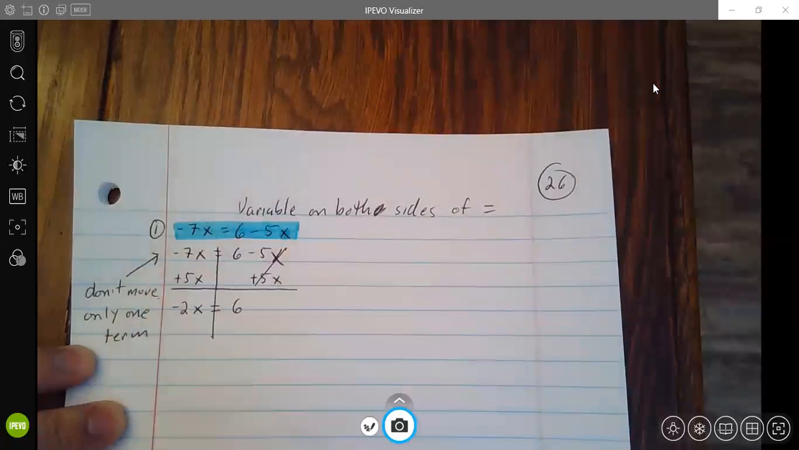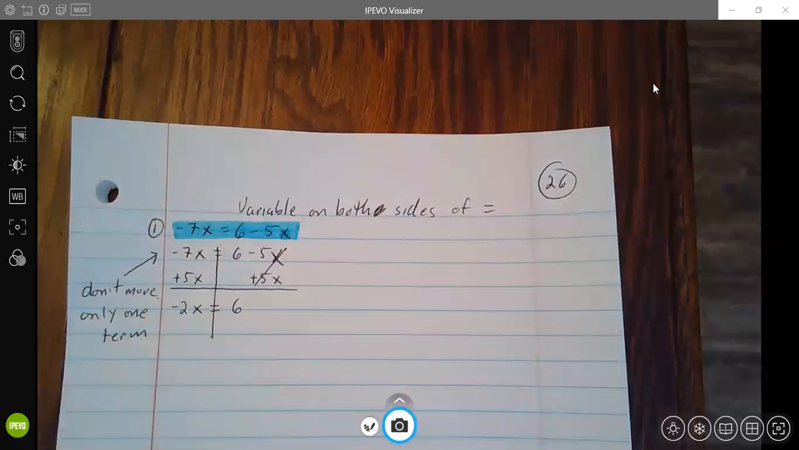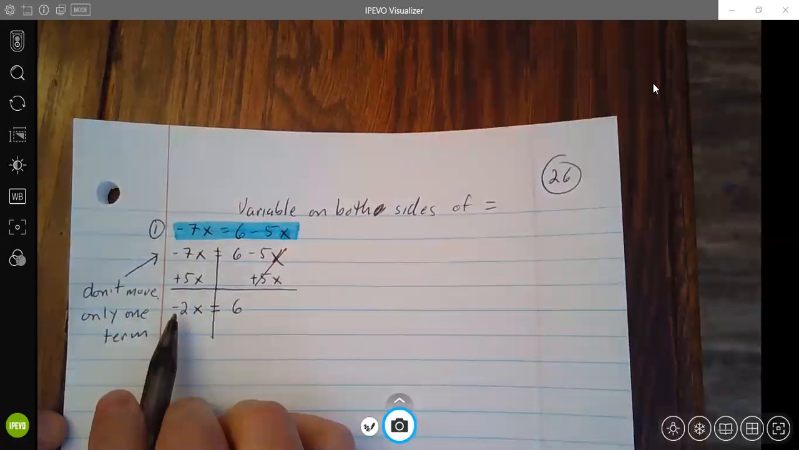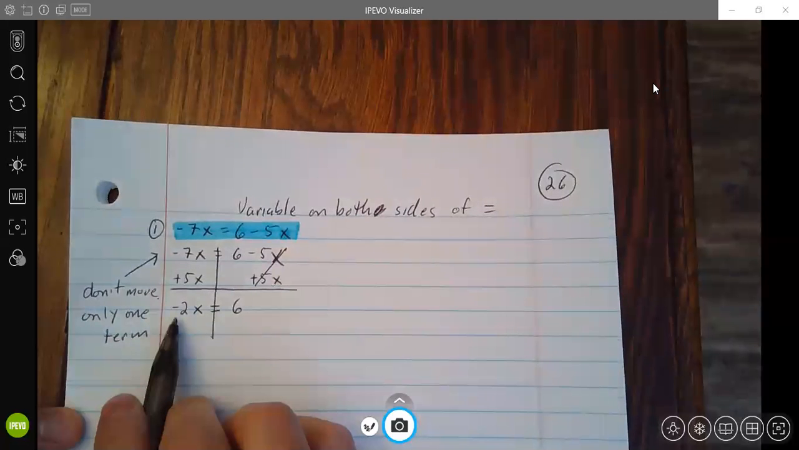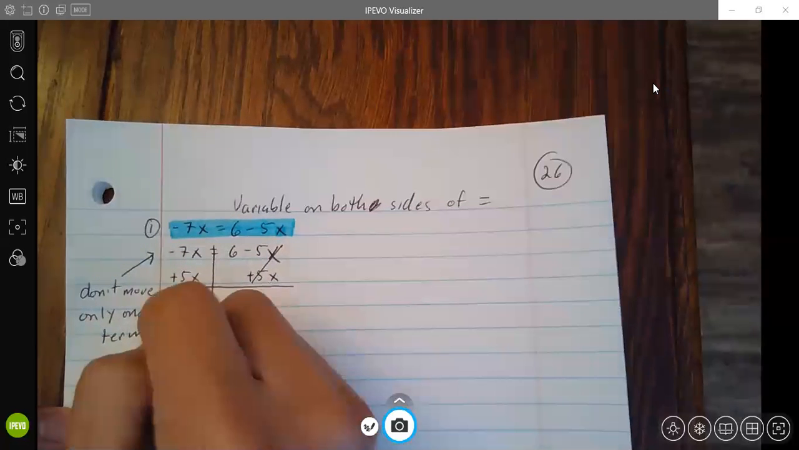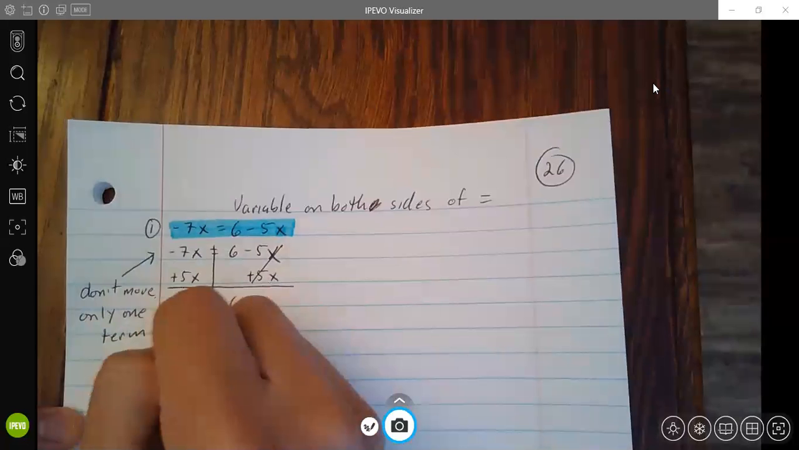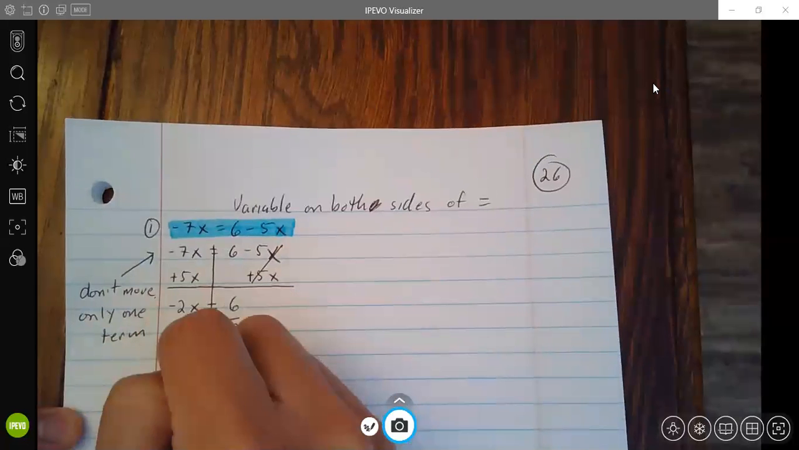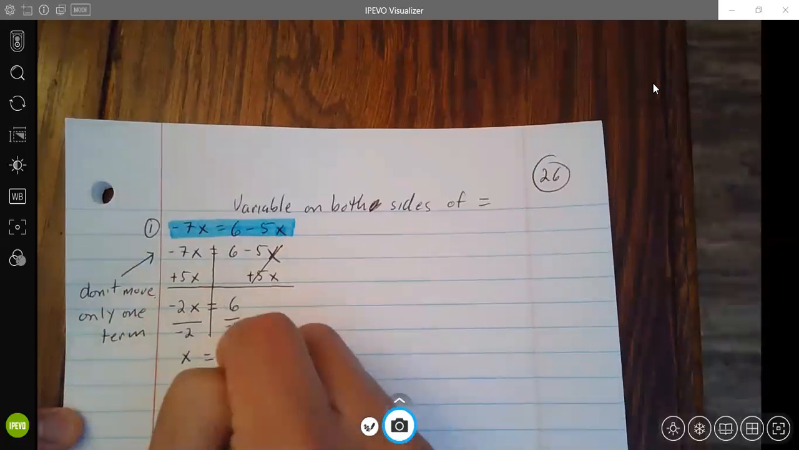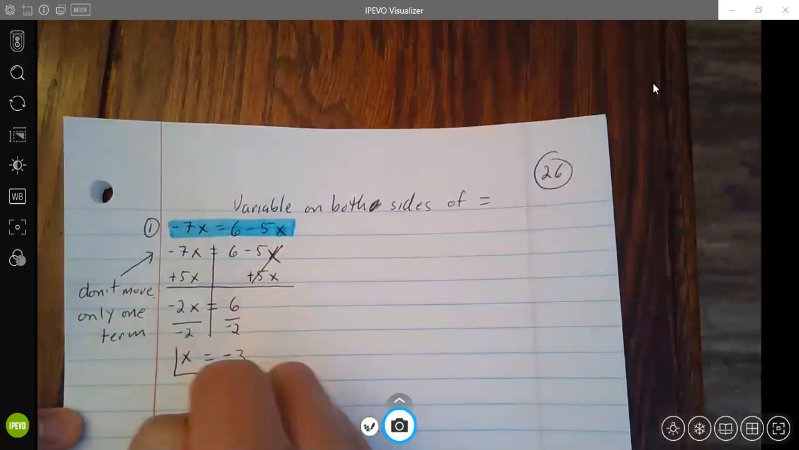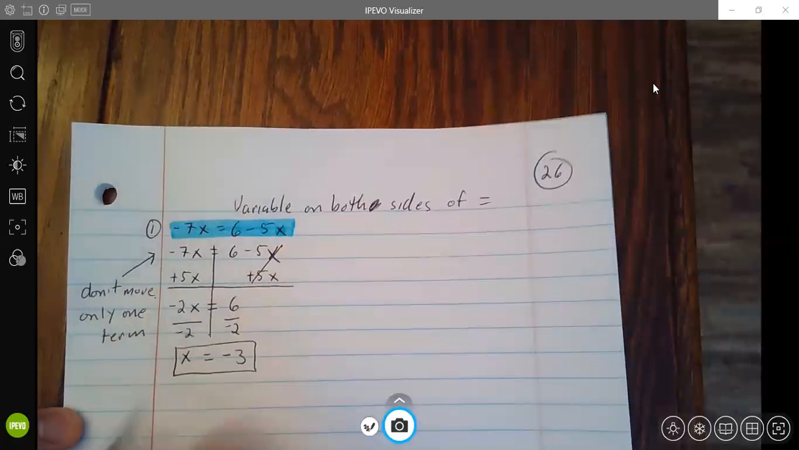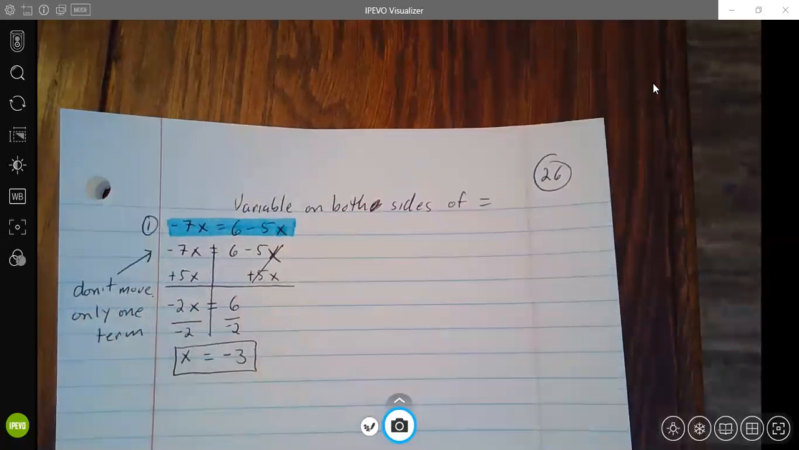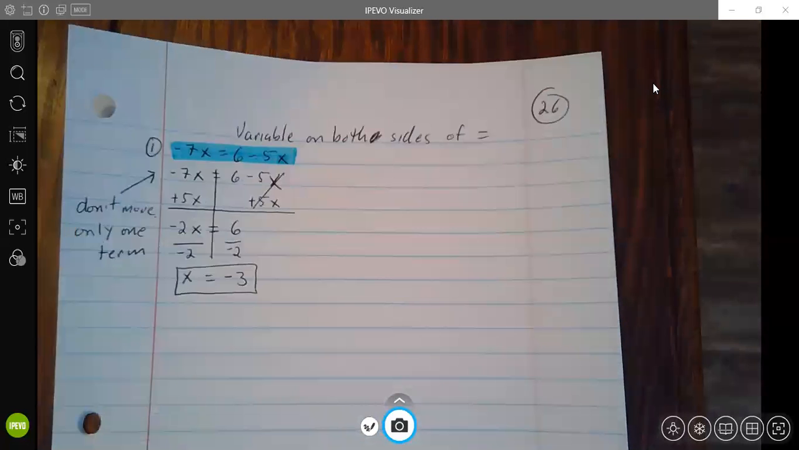All right, so now I just have a one-step equation. Okay, that's negative 2 times x. Right, negative 2x means negative 2 times x. Opposite of times is divide. I'm going to just divide by this negative 2. So I get x equals a negative 3. 6 divided by negative 2. Okay, and that's what you put in as your answer.